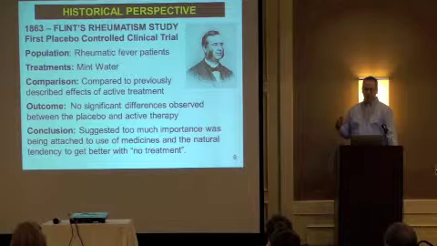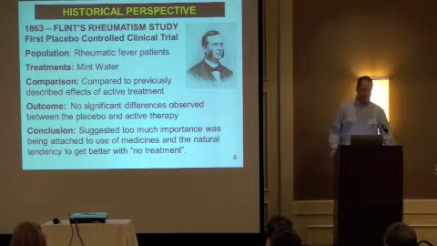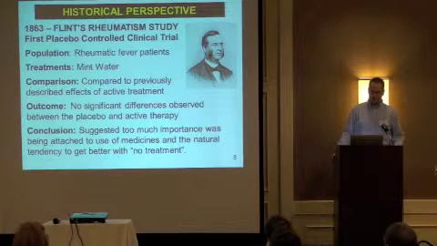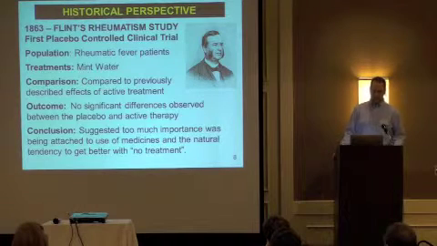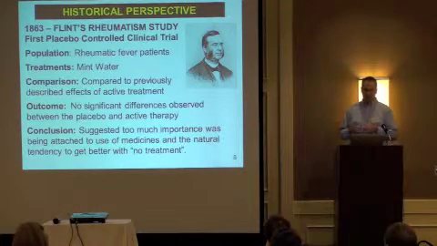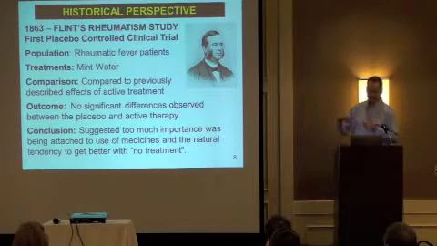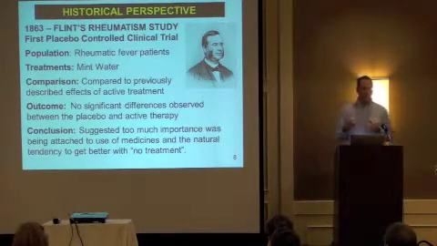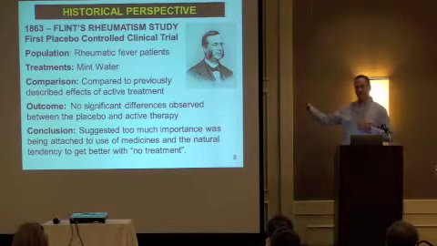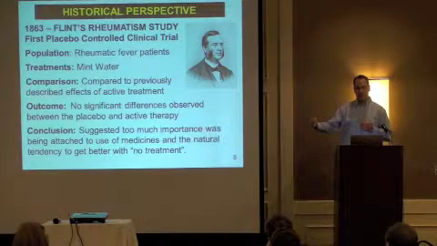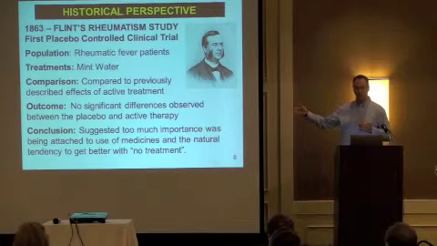So when you get more recent, in 1863, there was a rheumatism study, which is kind of the first placebo-controlled trial. This was a population of rheumatic fever patients, and the treatment here was mint water. They were really just giving them mint water and comparing to previously described effects. And what they found was really no difference. They had done individual studies with the treatment that wasn't compared to anything and found some benefits. They did a study where they just gave them mint water or a placebo and found similar effects.